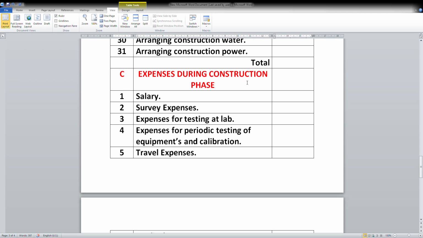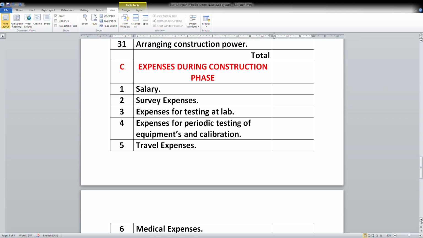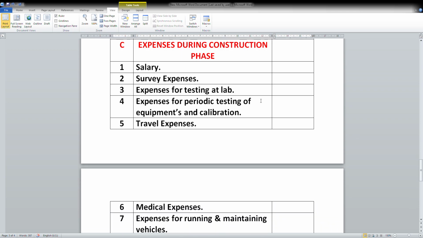Expenses during construction phase. During the construction phase, site staff salaries will be there, and survey expenses, which have to be captured depending upon the size of the project. Expenses for testing at lab, because quality control is important. For testing, certain labor is deployed regularly for taking cubes, slump tests, collection of samples, etc. Those expenses have to be calculated and considered here.